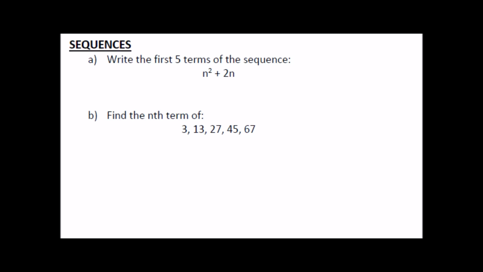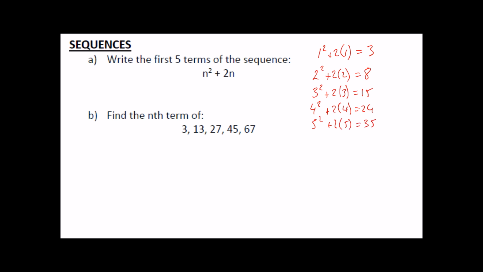Question 1. Quadratic sequences. Write the first 5 terms of this sequence. So to find the first term, we substitute n is 1. So we do 1 squared plus 2 lots of 1, which is 3. Take the second term, we do 2 squared plus 2 lots of 2, which is 8. The third term, we do 3 squared plus 2 lots of 3, which is 15. The fourth term, 4 squared plus 2 lots of 4, which is 24. And to get the fifth term, 5 squared plus 2 lots of 5, which is 35.